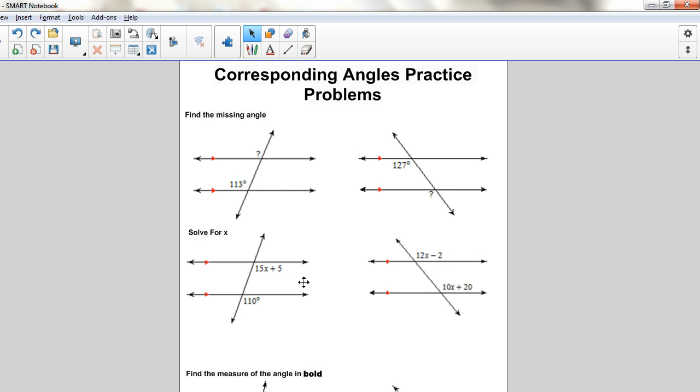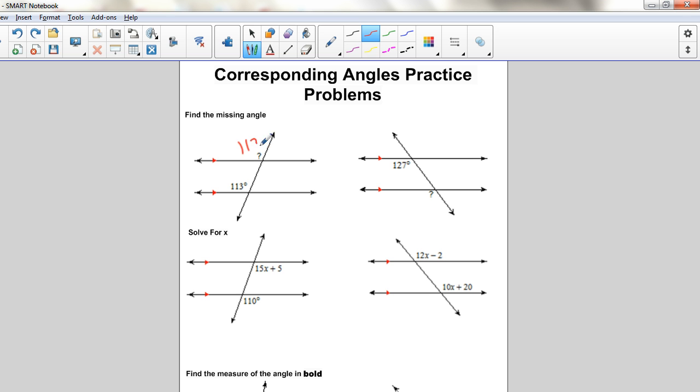Here are some practice problems. These are similar to what you'll be seeing in class tomorrow. We're going to work some problems like these. So for example, if this is 113, then this one should also be 113. If this is 127, this one should also be 127. These are corresponding. They're in the same position.